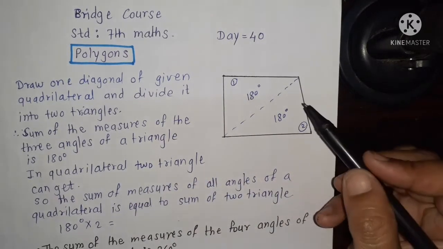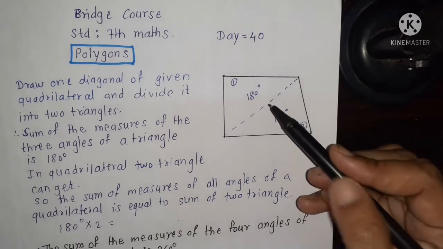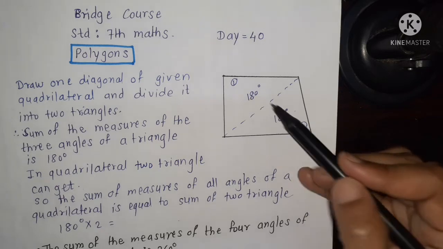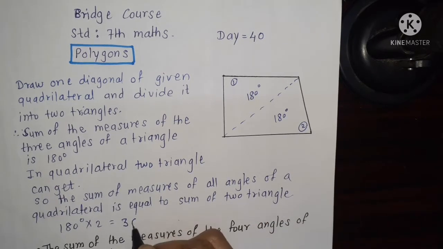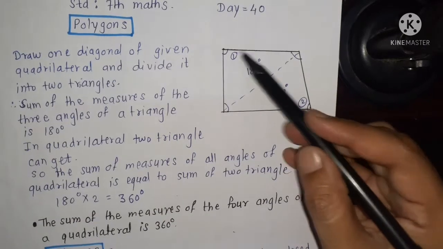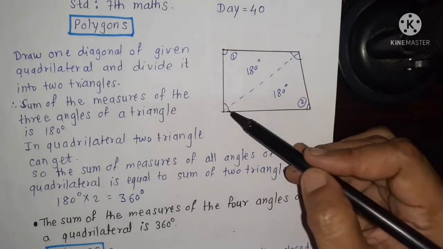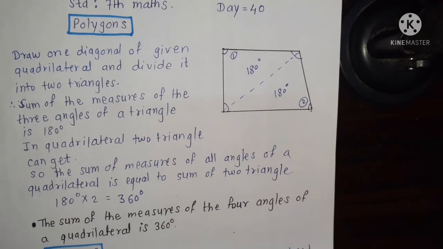So, the sum of the measures of all angles of a quadrilateral is equal to the sum of two triangles. 180 degrees multiplied by 2 is equal to 360 degrees. So, the sum of the measures of the four angles of a quadrilateral is 360 degrees.